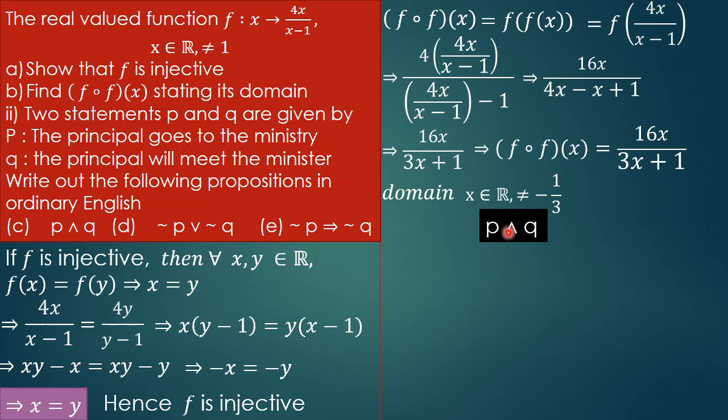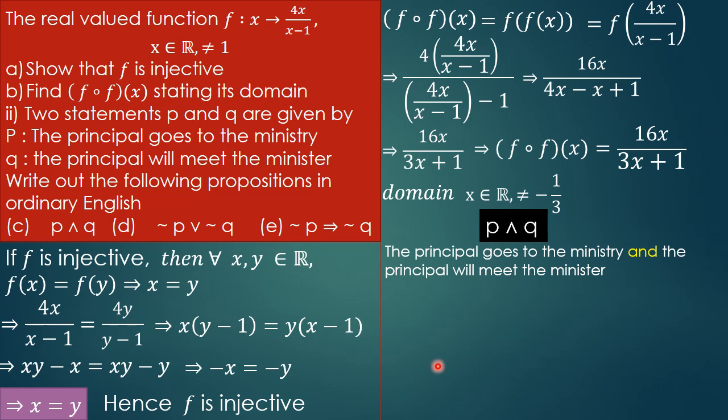Then the second, right, this inverted V means what? And the principal will meet the minister. So we can write it as the principal goes to the ministry. That is P. Then this inverted V means and the principal will meet the minister. So friends, that's how we can write this statement in ordinary English.